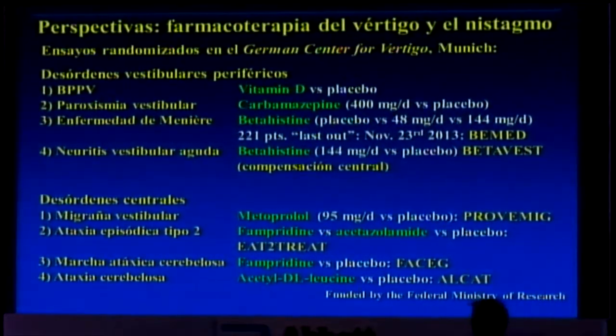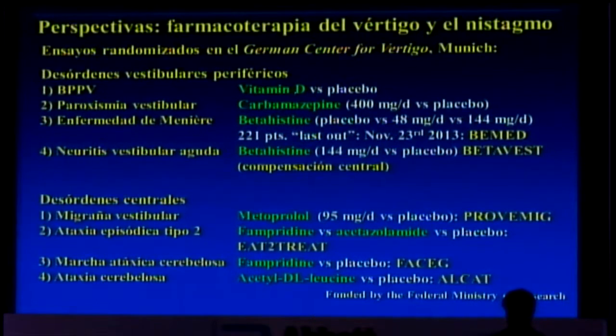Now we can look into the future. We have currently 8 studies which are all funded by the Federal Ministry of Research on peripheral but also on central vestibular disorders. So there will be one trial on BPPV with vitamin D, one on vestibular paroxysmia with carbamazepine. This study is finished. One study on acute vestibular neuritis, again with betahistine on central compensation. Here we have recruited 80 of 240 patients.